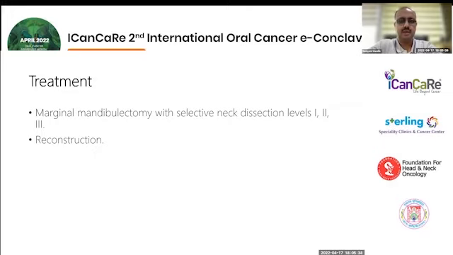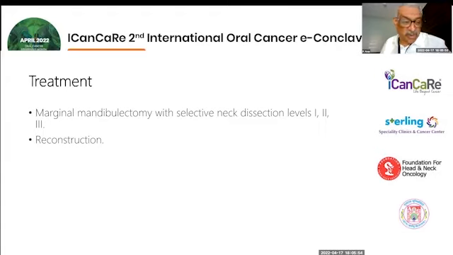Submental flap, I am not very comfortable, though they say that if level 1A and 1B are negative, you can safely use it. But in a lower alveolar sulcus tumor, though it is a clinically N0 neck, I will be a bit hesitant to use a submental flap.